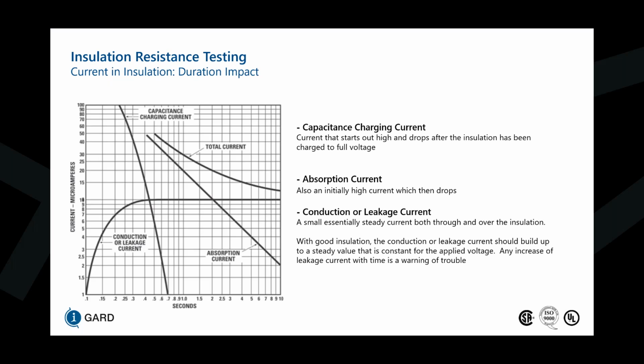Now, conductance or leakage current is a small, essentially steady current both through and over the insulation. With good insulation, you could see that this graph eventually levels off once the steady value is reached, and it basically levels off to indicate good insulation. If this graph were to go up higher as the voltage is being applied, then there may be poor insulation with respect to the conductance or leakage current that's being picked up, as it's not leveling off, which is an indication of good insulation.